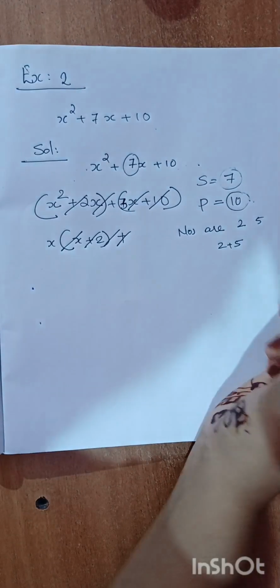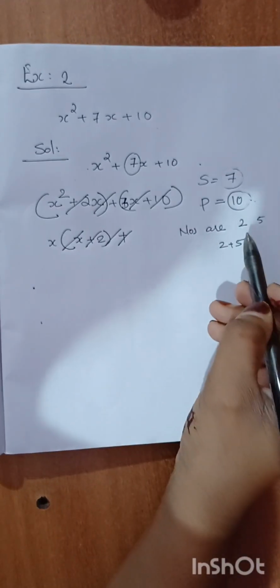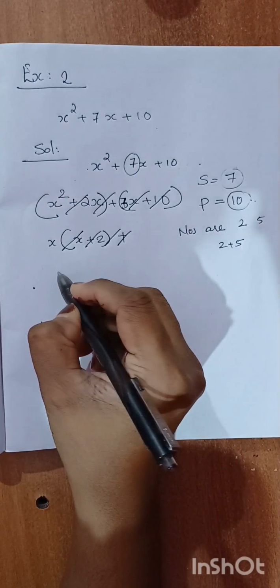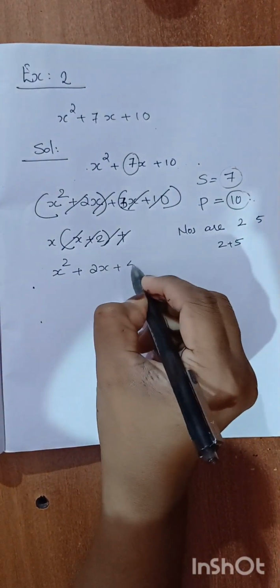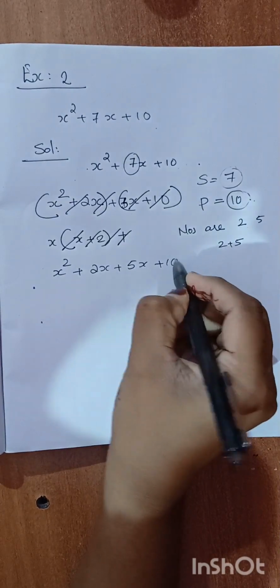So here the numbers we have selected are 2 and 5. Then write it as x square plus 2x plus 5x plus 10.